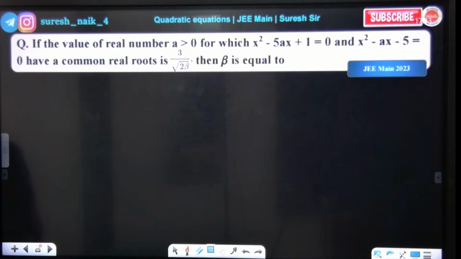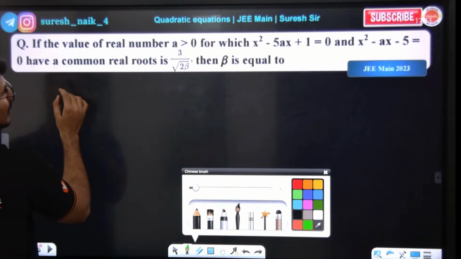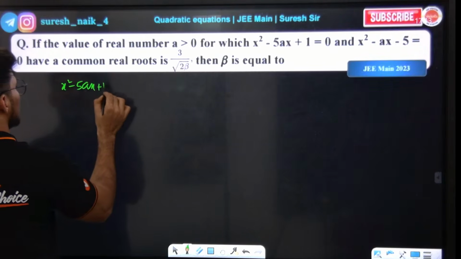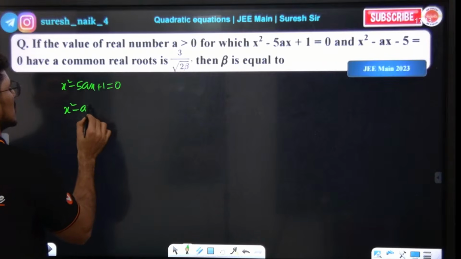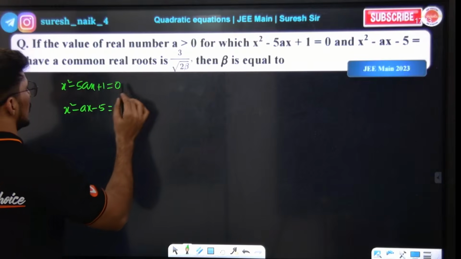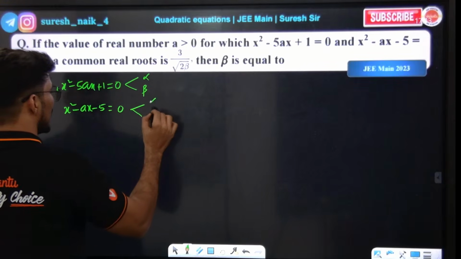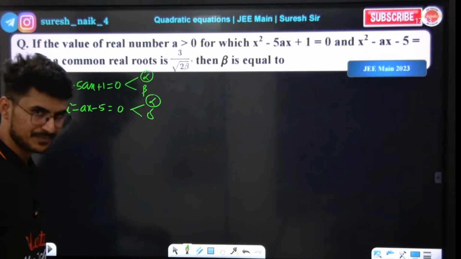So what we need to find out is the value of beta. Sir, one root is common. What condition did I tell you? The given equations are x square minus 5ax plus 1 equals 0 and x square minus ax minus 5 equals 0. One root is in common, let's say alpha is the common root.